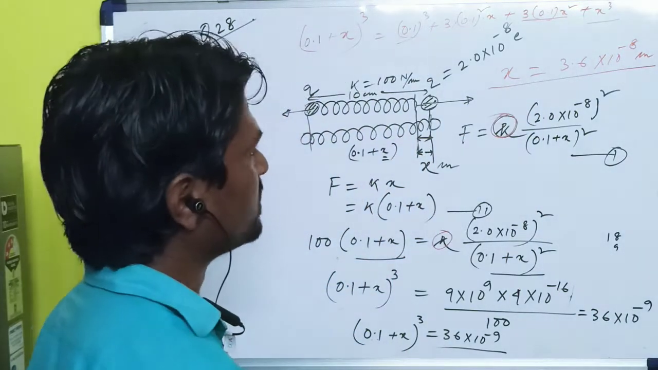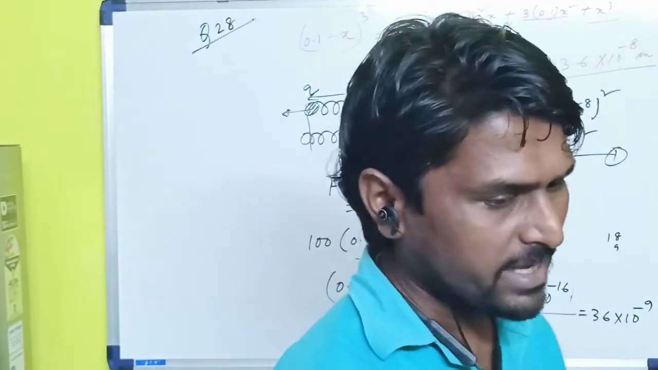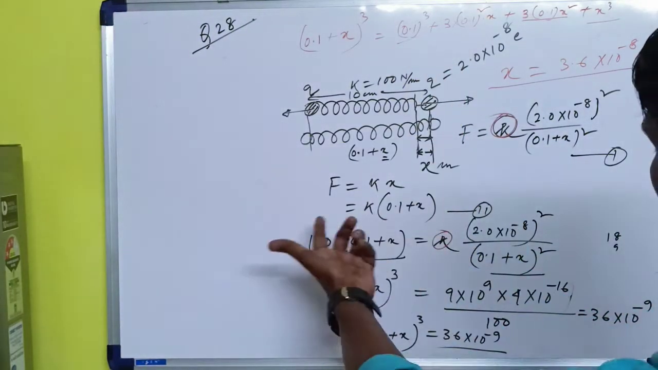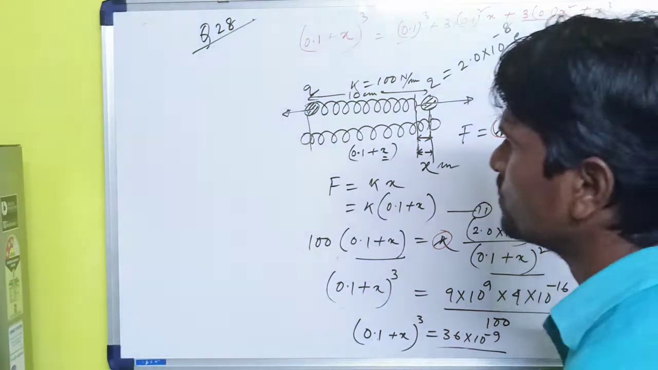Why? Think about it. Because all the values here are very small, and if we divide this one with that particular value, it is very small. If we subtract this one with that particular value, it is a negligible physical quantity. So this is the final result, question number 28. Is it clear?